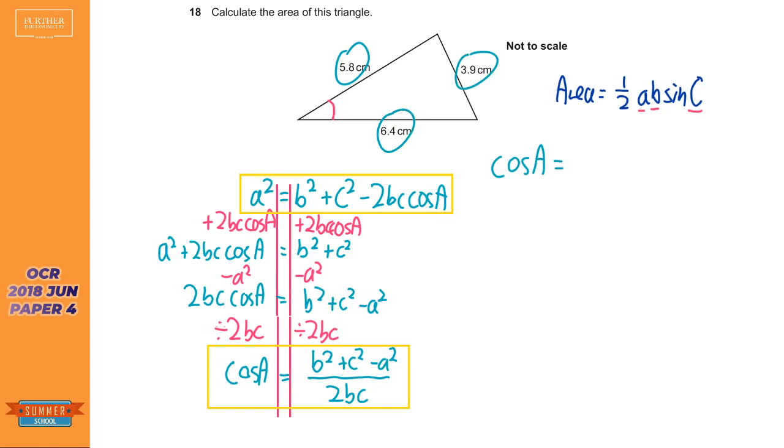So we've got b squared, I don't know, 5.8 plus c squared 6.4 minus, and this must be 3.9 if we pick this angle. Okay, over 2 times, and it doesn't matter which way around we have these, because when you multiply, it doesn't matter. Okay, let's put that into our calculator.